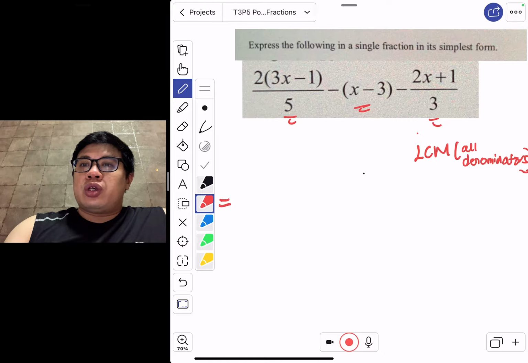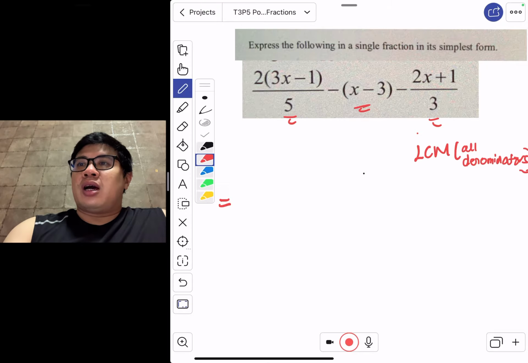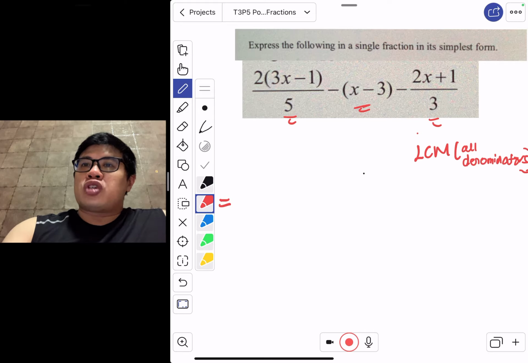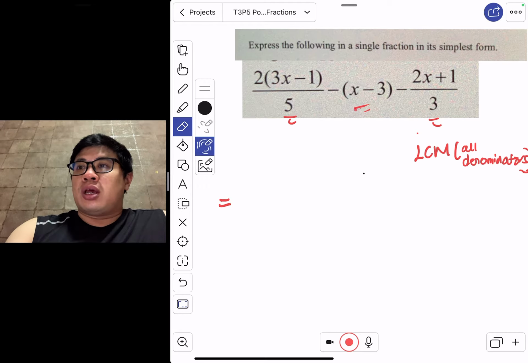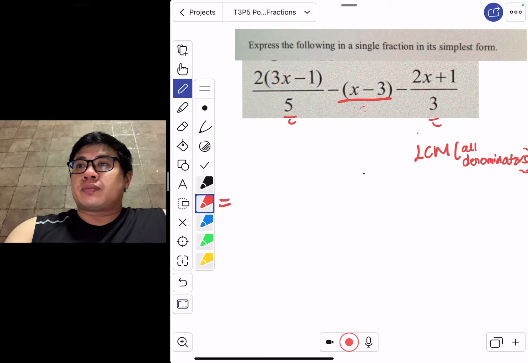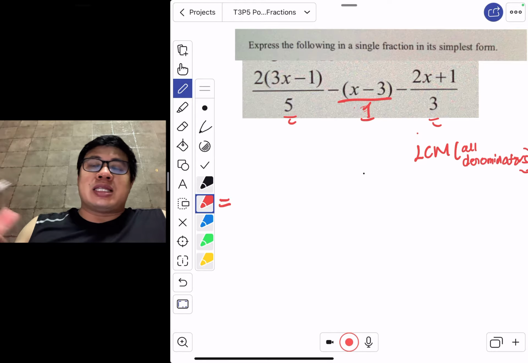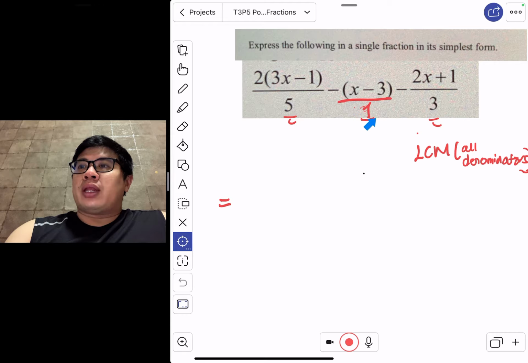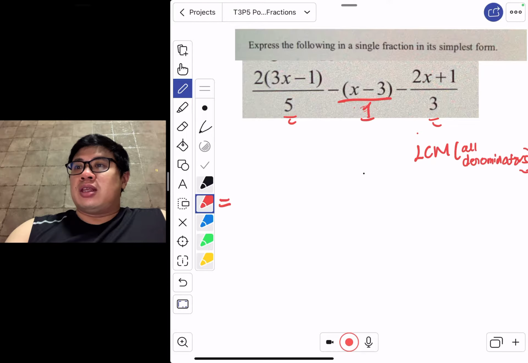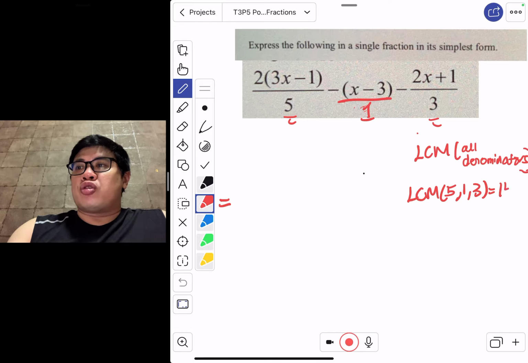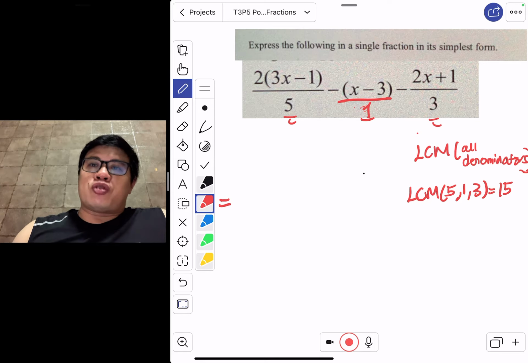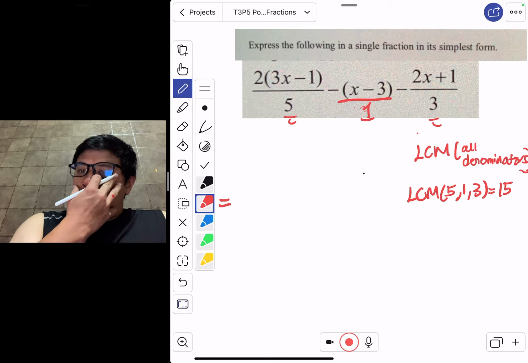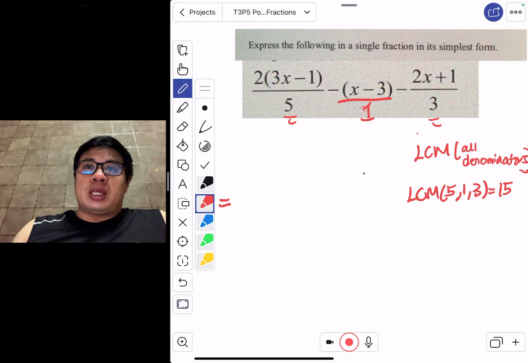So with this, if you look at 5, x minus 3, you can just write this as x minus 3 multiplied by 1, since there's nothing that is divided by 1 now. So if you look at the LCM of 5, 1 and 3, it's actually 15. You should be able to do it in your head. It's just 5 times 3, which is 15. So we know that we basically need everybody to be 15.